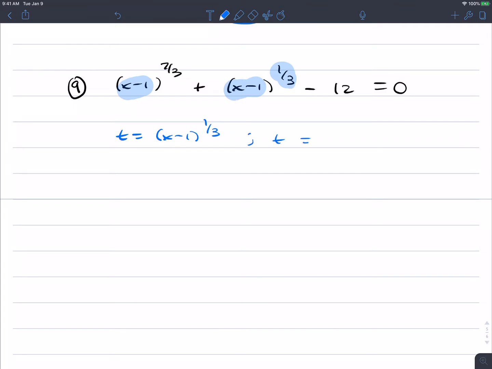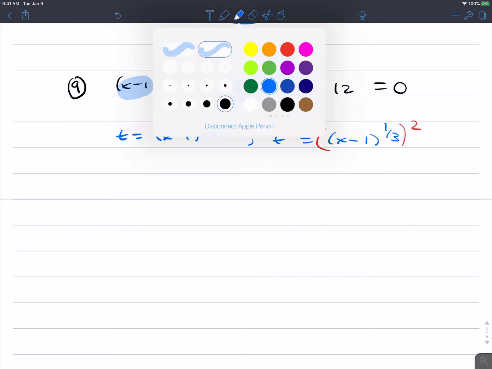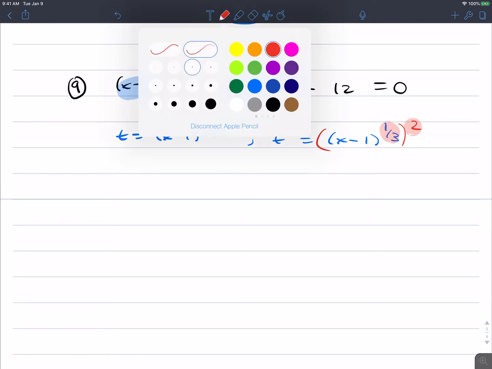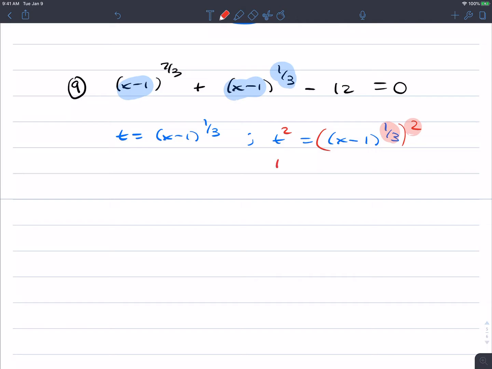That means if I square both sides here, second power, we multiply the powers together. This gives us t squared equal to x minus 1 to the 2/3 power, because 2 times 1/3 is 2/3. This is t squared, and this is t by that substitution. So we end up with t squared plus t minus 12 is 0.